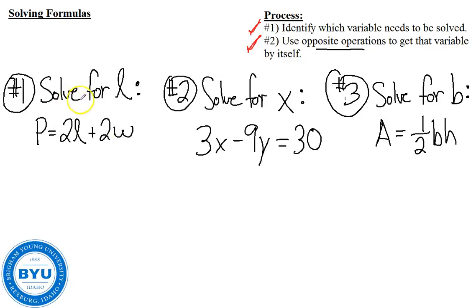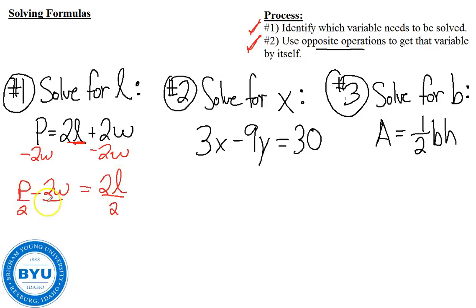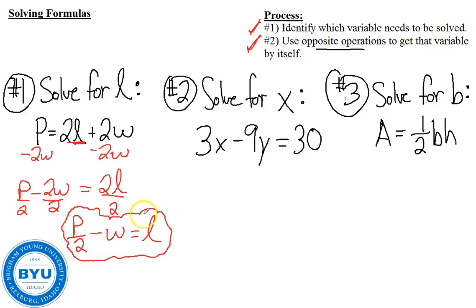Okay, so here we go. This problem we already did, but we did it for W. And this one you have to free the L. Get L by itself. So what we would do, trying to get L by itself, I need to minus 2W from both sides. I would get P minus 2W equals 2L. I'm then going to divide everything by 2. And so my final answer is P over 2 minus W equals L. And there you have it. Now you got your L by itself.